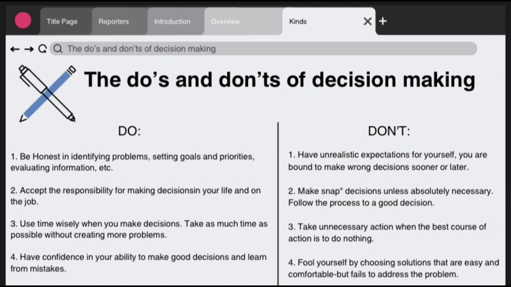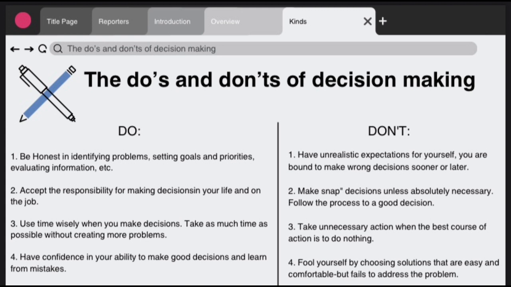Number four, have confidence in your ability to make good decisions and learn from mistakes. So, from the word itself, all of us commit mistakes. So, for us to move forward, we just need to learn from it and try not to commit the same mistakes again.